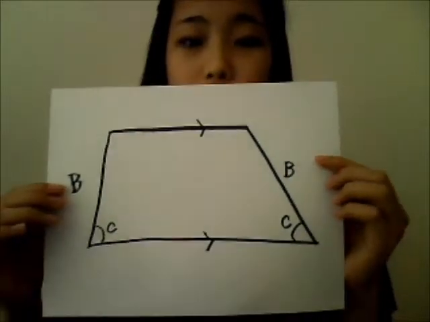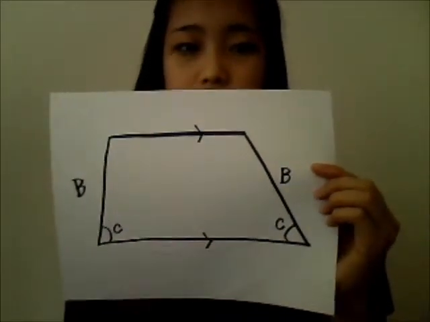The next question is for the average math student. Your question is, from this diagram, tell me what B and C represent.